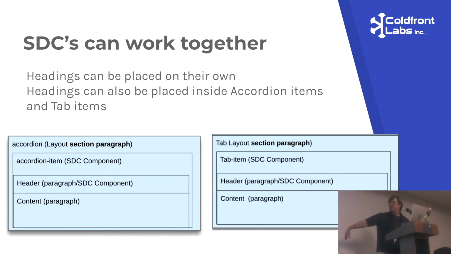I'll show some examples of this for sure, but we're getting into another layer of complexity. So we had layout paragraphs, we're making our own sections, which I think I described in the next slide. Then we have a tab item component, which I haven't quite described yet, and then we have our other regular paragraphs that are placed in there.